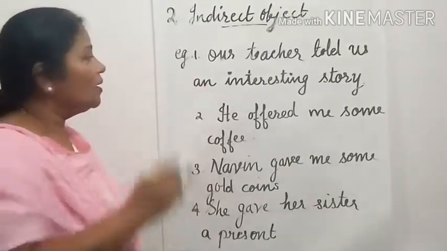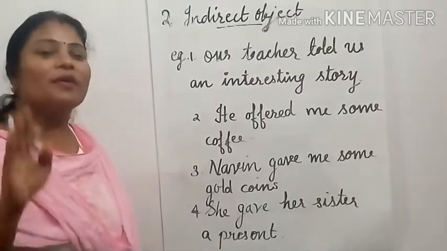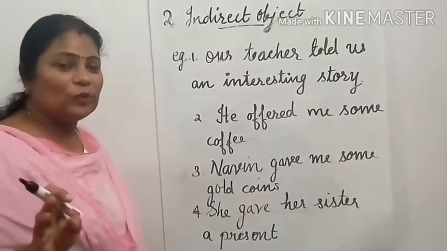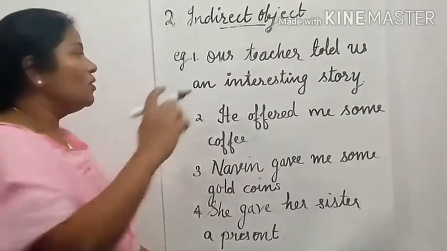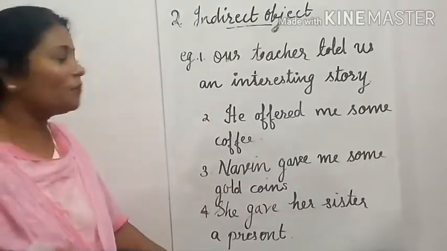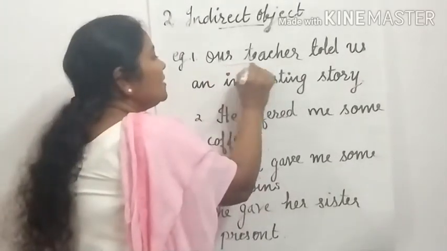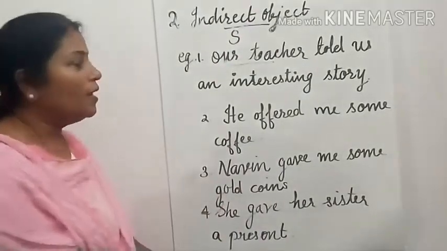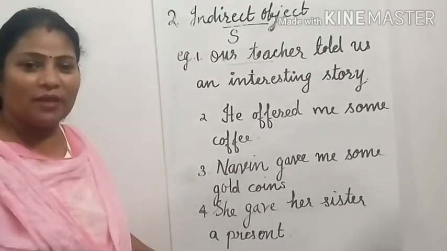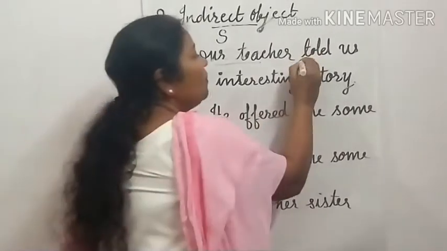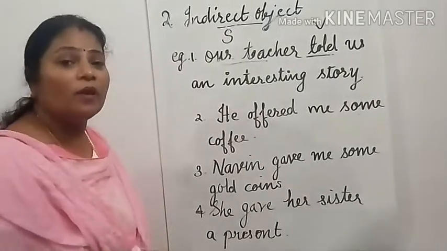The first one: our teacher told us an interesting story. Remember I said that you should know subject, verb, and we are going to identify direct object. So, which is our subject over here? Yes. We are talking about our teacher, right? That's the subject in this sentence. Next one, verb. Our teacher told. So, which is the action word over here? Told, right? So, that becomes our verb.